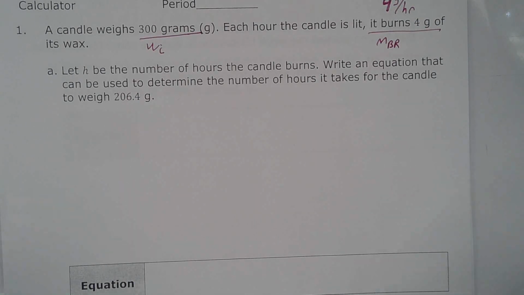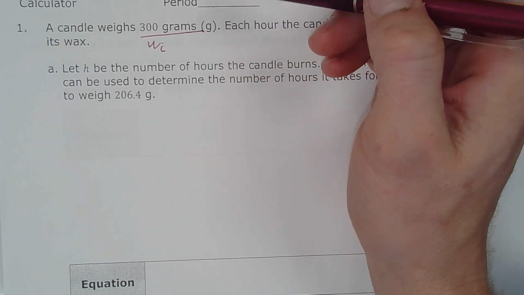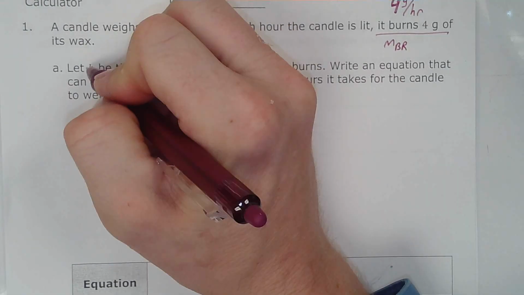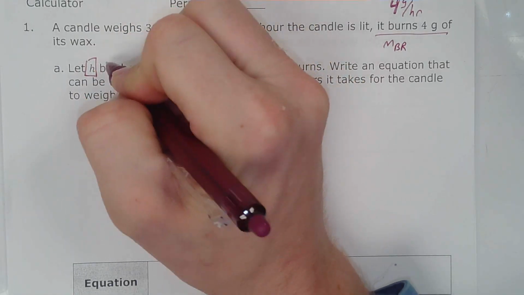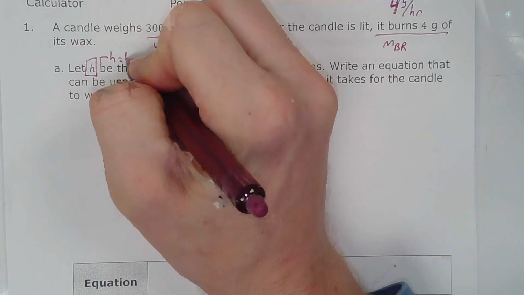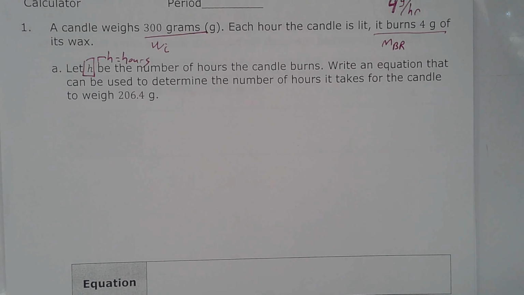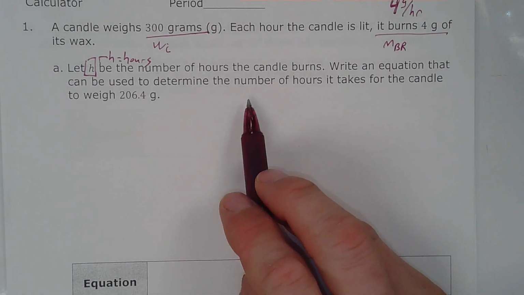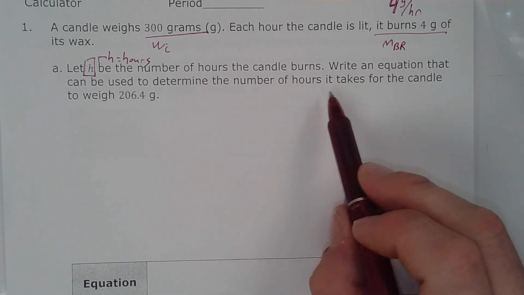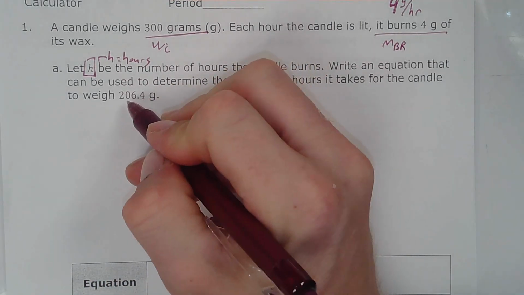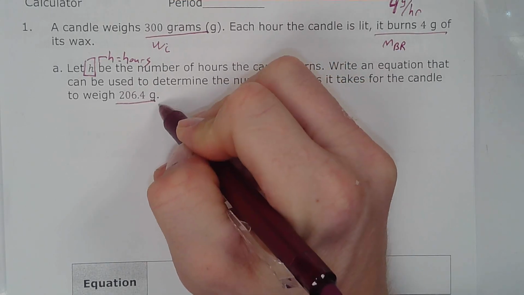All right, so this is the weight in grams, initially, right? And it's going to tell us, let H be the hours. So H equals hours. All right, and then write an equation that can be used to determine how long it takes the candle to burn to 206.4 grams. This is our final weight.